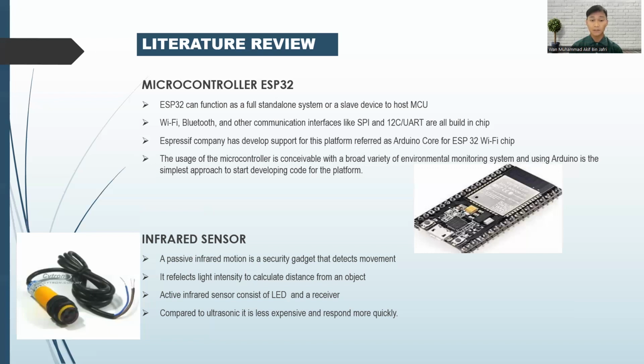The first one, infrared sensor: you have two types, the passive and active. The passive infrared motion sensor is a security gadget that detects movement. It reflects light intensity to calculate distance from an object. And the active infrared sensor consists of an LED and a receiver. Compared to the ultrasonic, it is less expensive and responds more quickly.